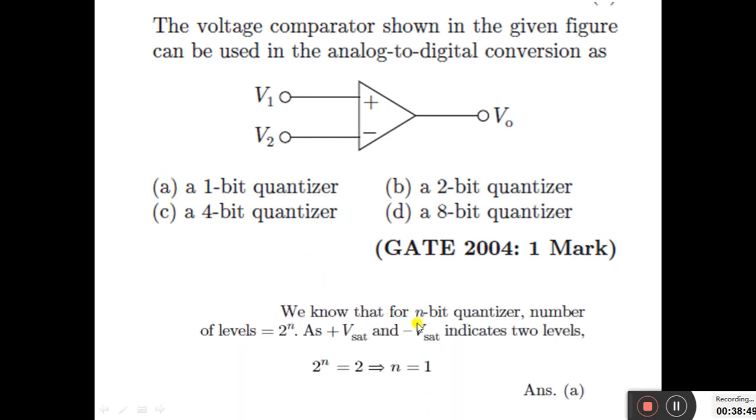We know that for an n-bit quantizer, the number of levels is 2 power n. Here plus Vsat and minus Vsat indicate 2 levels. So 2 power n equal to 2. So n becomes 1. So answer A is the correct one for this voltage comparator question.